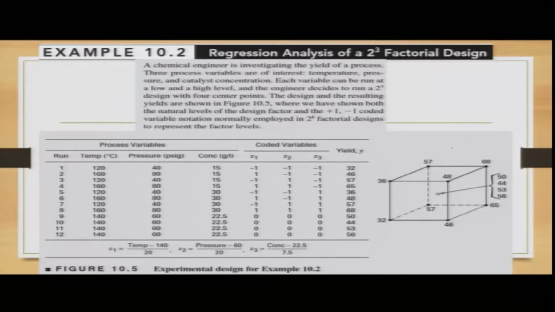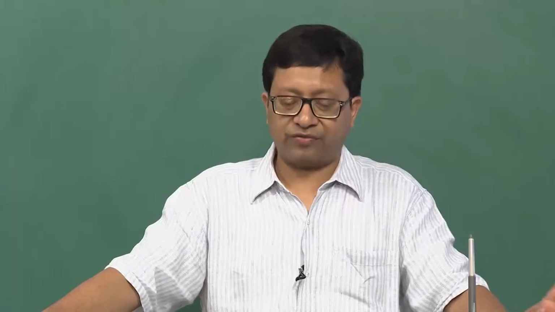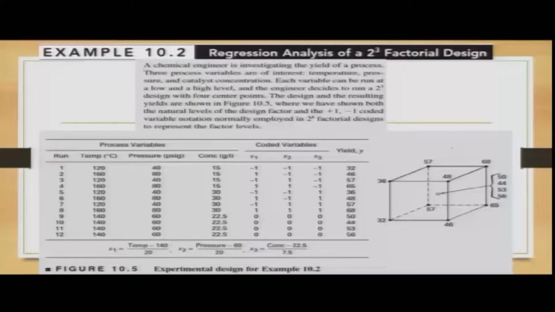So, if it was basically 3 to the power 3, that means 3 catalyst values at 3 different levels. Each variable can be run at low and high level, as I mentioned, and the engineer decides to run a 2 to the power 3 design with 4 center points. The design and the resulting yields are shown in figure 10.65, which has the variables and the values, where we have shown both the natural levels of the design factor and the plus 1 minus 1 coded variable notation, normally implied in the 2 to the power k factorial fractional design concepts.